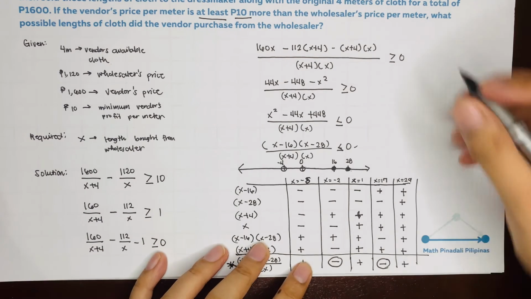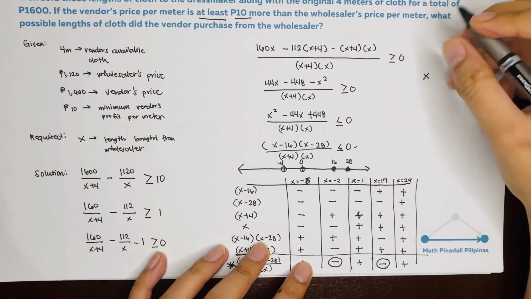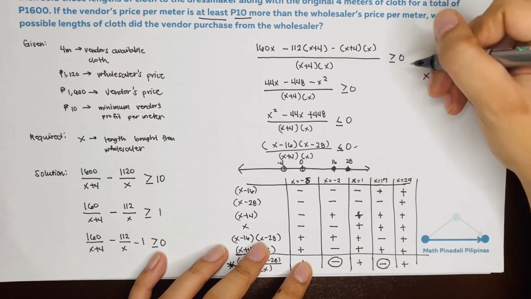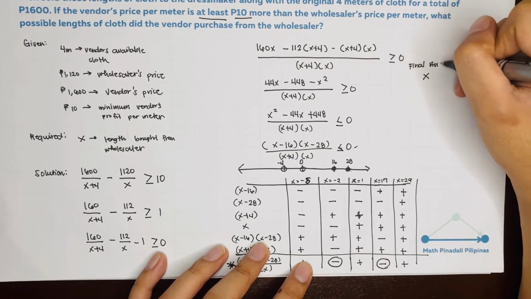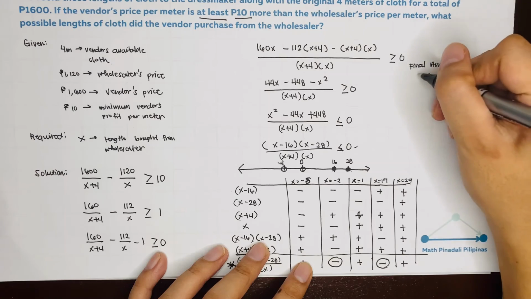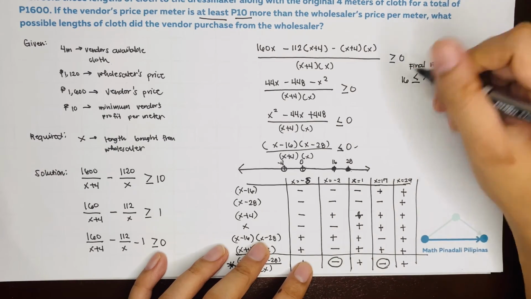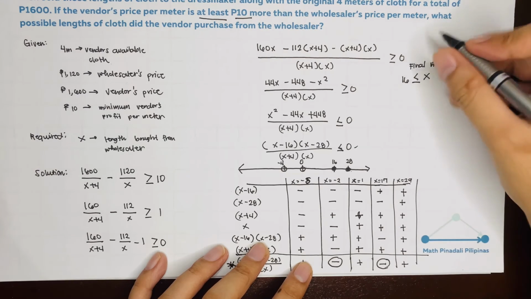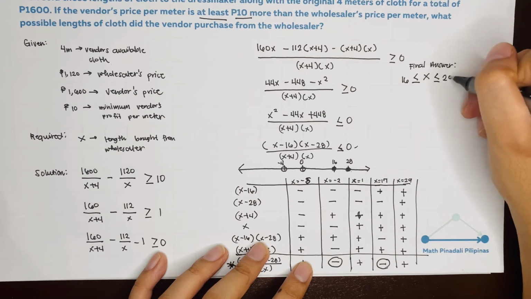So, our solution is x should be, final answer. So, I hope sulat na lang natin ito. Final answer, x should be greater than or equal, tama, dahil shaded siya, to 16, but less than or equal to 28.